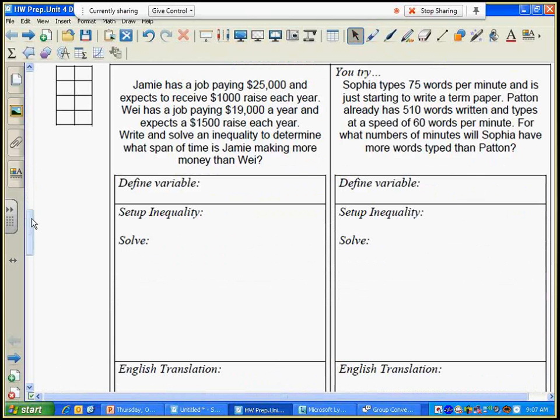Next row here. More words. Let's roll through it. Jamie has a job paying $25,000 and expects to receive a $1,000 raise each year. Wee has a job paying $19,000 a year and expects to receive a $1,500 raise each year. Write and solve an inequality to determine what span of time Jamie is making more money than Wee. Okay, so what span of time? Well, they're talking about years, so x is going to be the number of years.